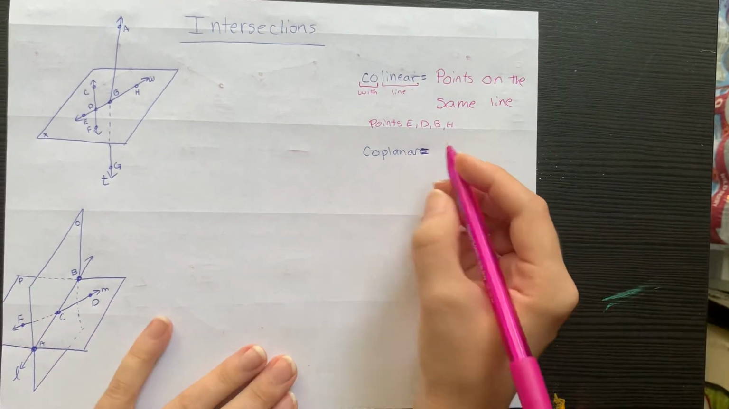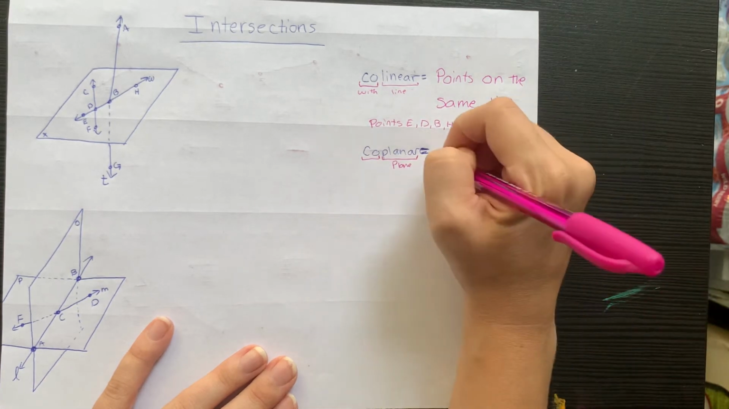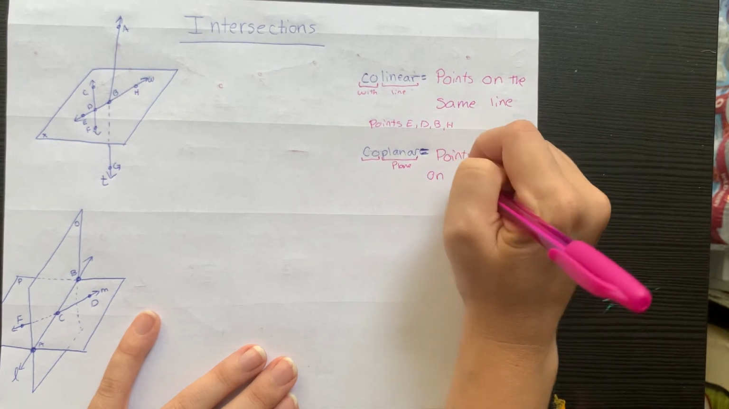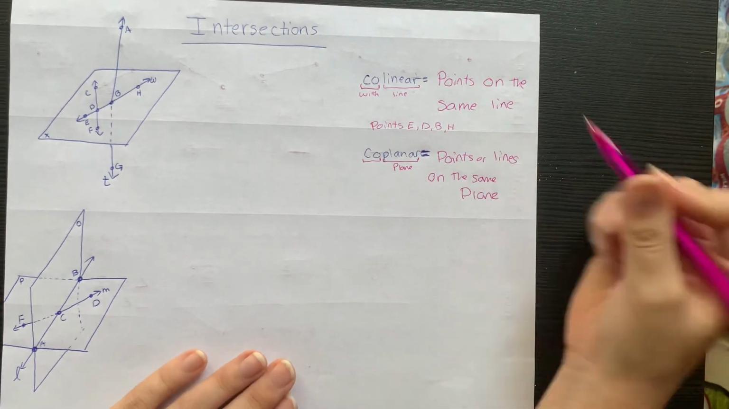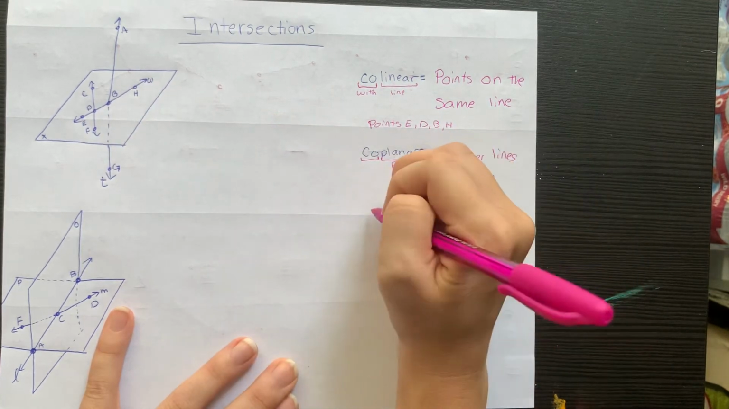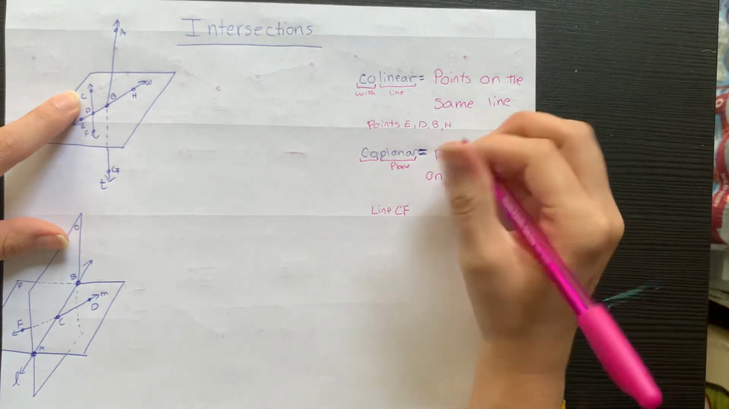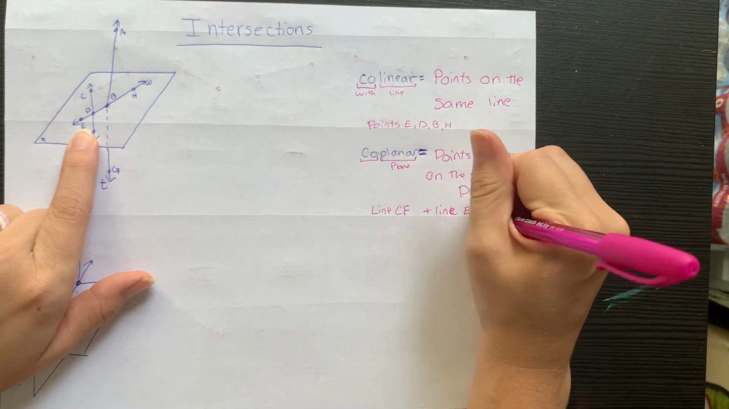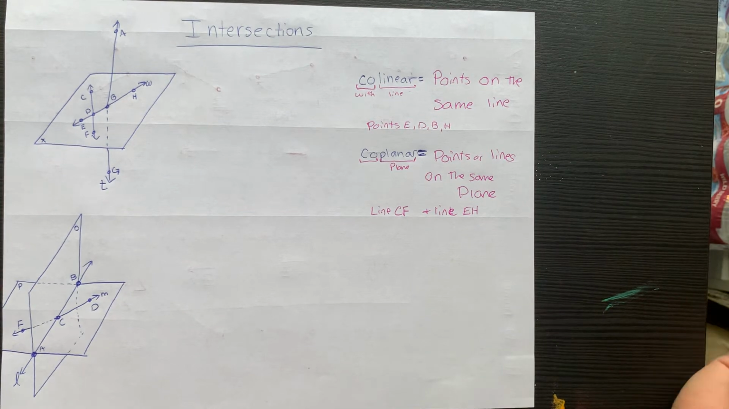Right. Coplanar, so again, co is with, planar is plane. This is when you have points or lines on the same plane. Right, so on this plane, I have a line this way and I have a line this way. So in this case, line CF and line EH are coplanar, right? Because they're both on the same plane.